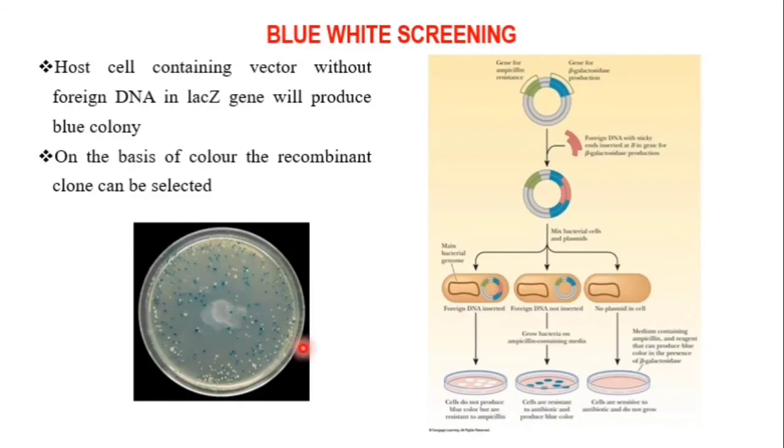On the basis of color, we can identify the recombinant clone in blue-white screening. The white colored colony means there is a recombinant clone, and the blue means there is an unrecombinant clone. That means blue does not contain the recombinant DNA, and white contains the recombinant DNA. This is the blue-white screening.